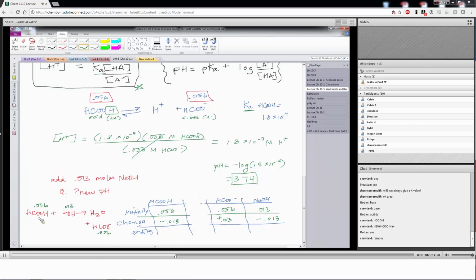Okay, these two react together. The hydroxide doesn't use up all of the acid. It can only use up as much as there was of the hydroxide. And that's going to make that much more of my conjugate base.